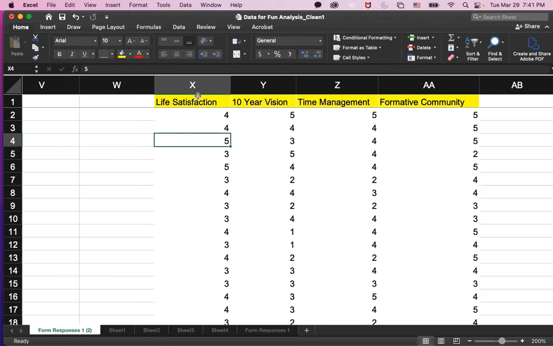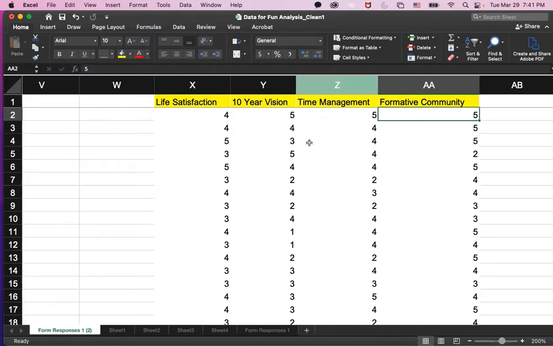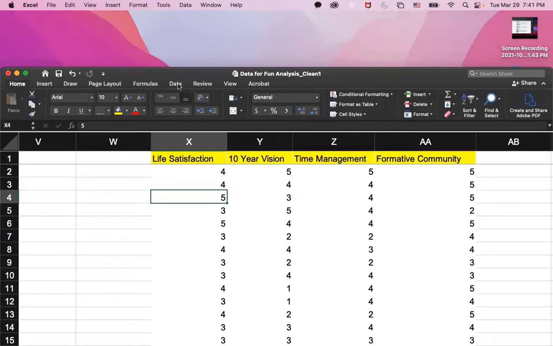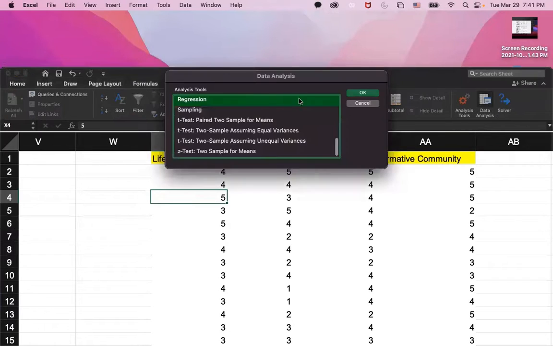So I put life satisfaction, 10-year vision, time management, and formative community together. And we are ready to run regression together. So let's go to Data now, and Data Analysis, Regression.